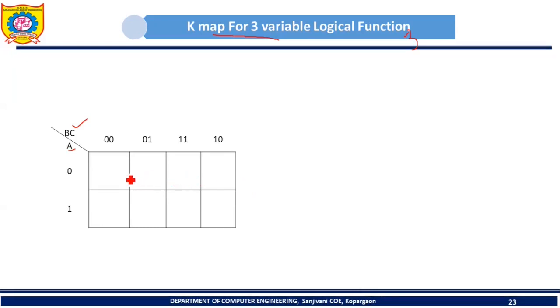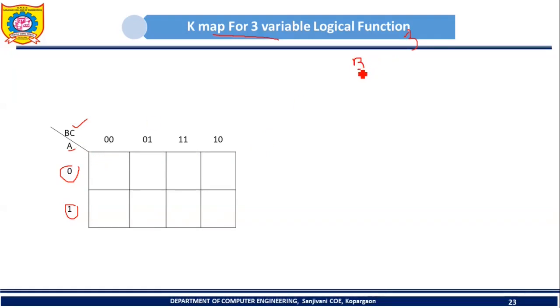Now, the first row of this K-map is labeled by 0. So what is this 0? It is the first possible value of A. The next row has to be labeled by 1. So what is 1? 1 is the next possible value of A. Right, now see the first column. The first column is labeled by 00. So what is this 00? It is the first possible value of B and C.